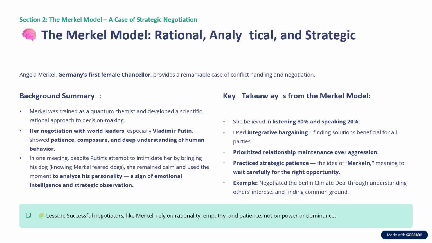Model. It is a case of strategic negotiation. To better understand effective negotiation, let's look at a real-life example known as the Merkel model. Angela Merkel, Germany's first female chancellor, is widely recognized for her calm, rational, and strategic approach to conflict and negotiation. With a background in science, Merkel relied heavily on analysis, patience, and careful observation rather than emotional reactions or power displays. Her leadership style shows that successful negotiation is not about dominance but about understanding the situation deeply and responding thoughtfully.